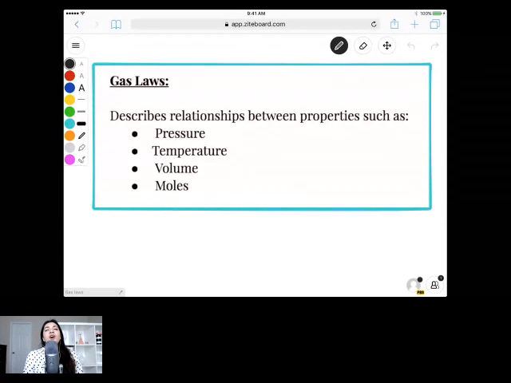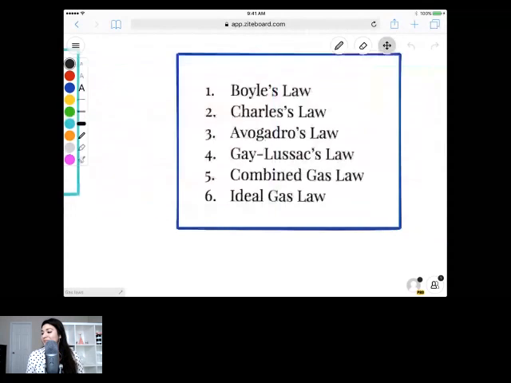And just to even know what a gas law is, what it's describing, it's pretty much describing how different properties are relating to one another. So let's say, how pressure relates to volume or how pressure relates to temperature or moles or whatnot. That's essentially all we're talking about with gas laws: seeing how a gas will behave or act when it's put under different conditions, if we change the pressure, if we change the volume, and so on.